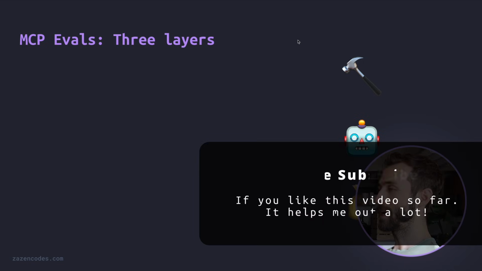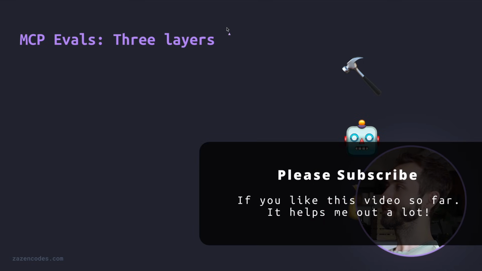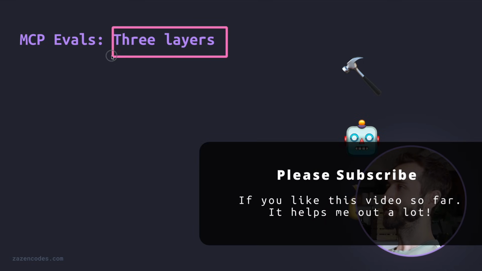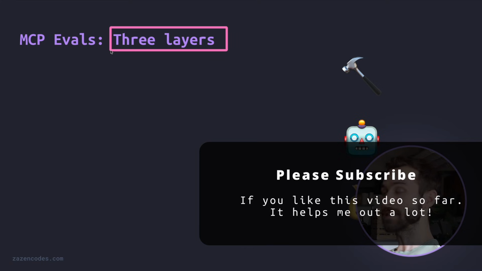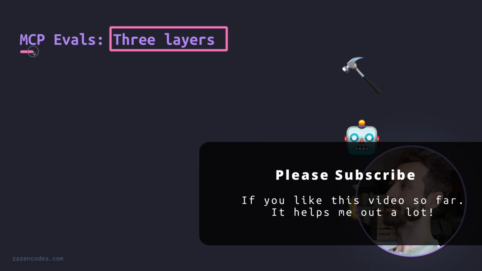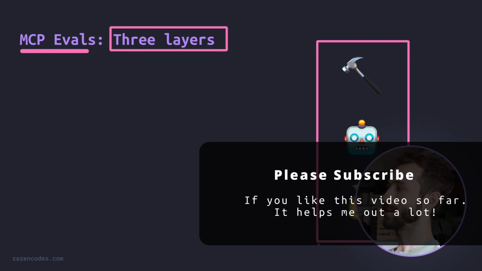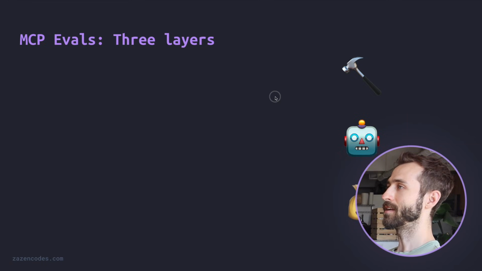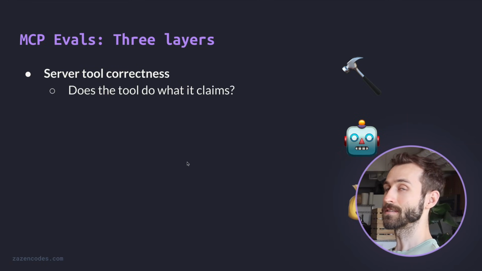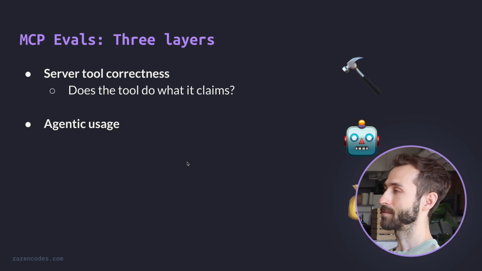Now, when it comes to MCP evals, I can break these things down into 3 layers. Earlier, I had 3 layers of testing MCP servers. This is specifically with the evals component. How this breaks down into these 3 layers right here. What are they going to be? First one, tool correctness. Does the tool do what it claims to do? Is it giving the correct behavior?